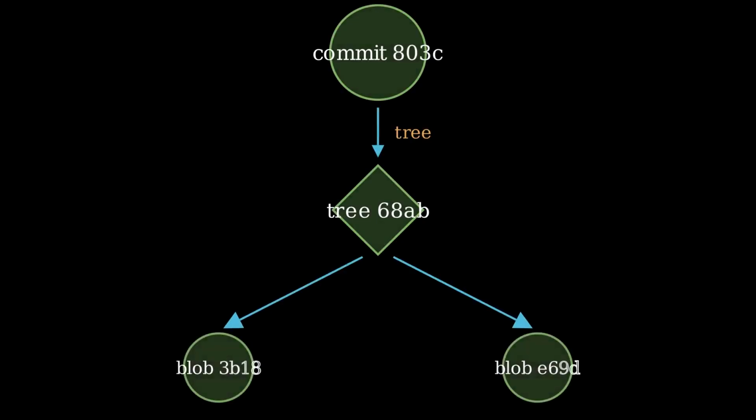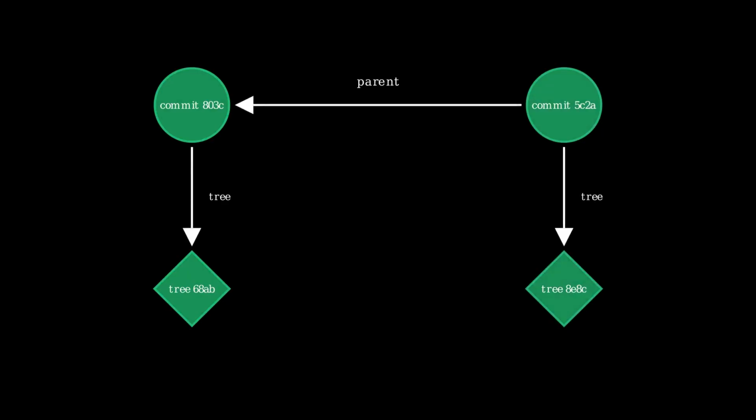1 commit points to a tree. The tree points to blobs. Commit is history. Tree is structure. Blobs are content. Now add a second commit. 5c2a. It points to its own tree, and it has a parent pointer back to the first commit. History forms. Now the full picture.